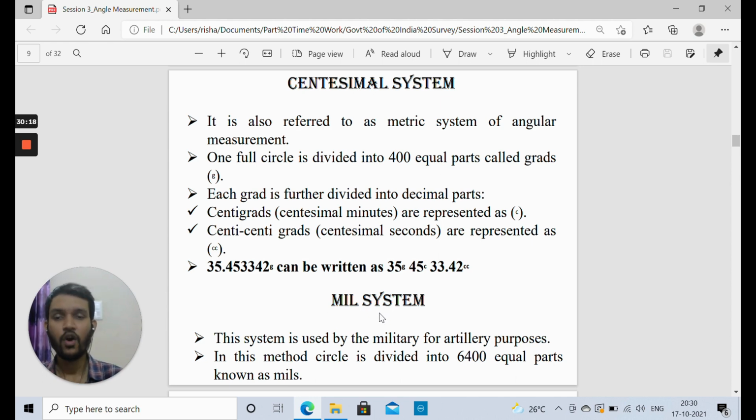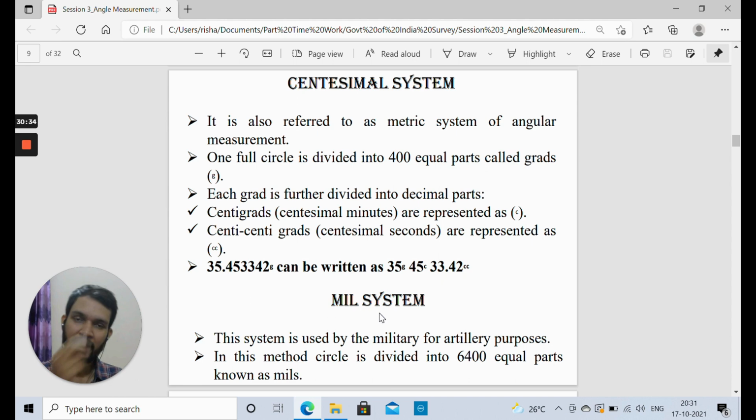And last comes the mil system. In this, as I already told you towards the start of the session, this system is mostly adopted by the military for artillery purposes, and what they do here is that one complete revolution of a circle is divided into 6400 equal parts, and that is shown as 1 mil.